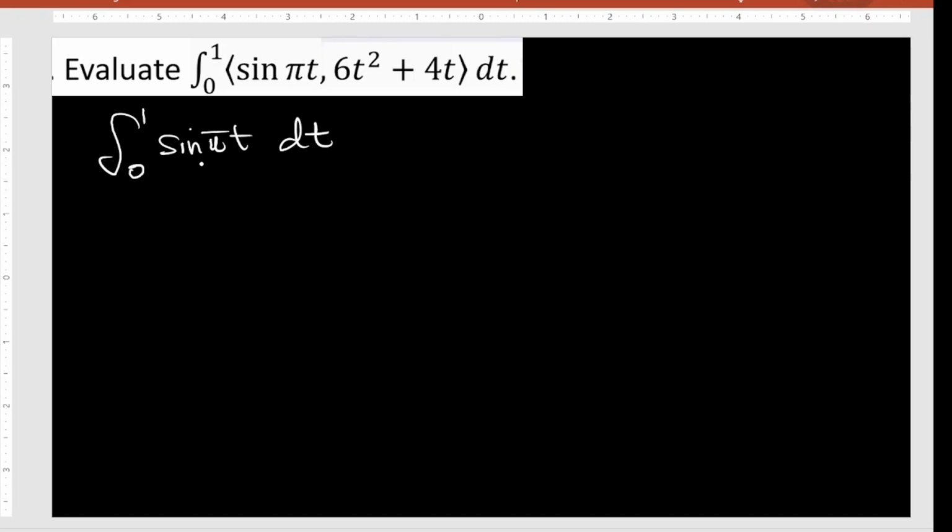Remember, this is a composite function, a function within a function. The sine itself is a function, and pi t is also a function. When it happens like this, we integrate the outside function, that is the sine itself, and that will give us minus cos pi t. Then we differentiate the innermost function, that is pi t, and then we use the result to divide what we have. So when we differentiate pi t, the result is pi.